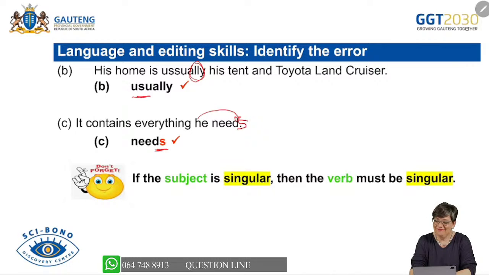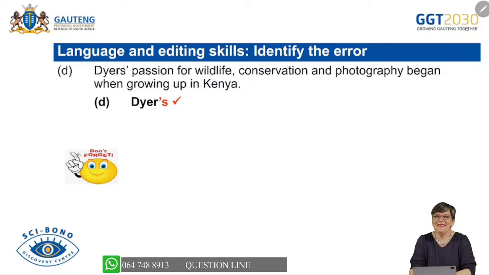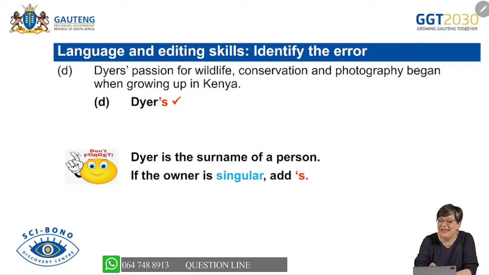Did you find it? I'm sure you did. Let's see what's the answer. Yes, of course, it is the apostrophe. Dyer is the name of the person. So they talk about his passion, Dyer's passion. So Dyer is the surname of the person, and because he's singular, we have to add an apostrophe S. It's easy as that. Can you see how easy this is? I'm sure you didn't realize it's so easy, hey?